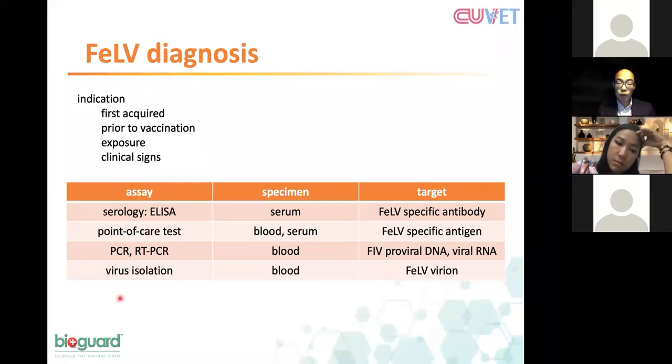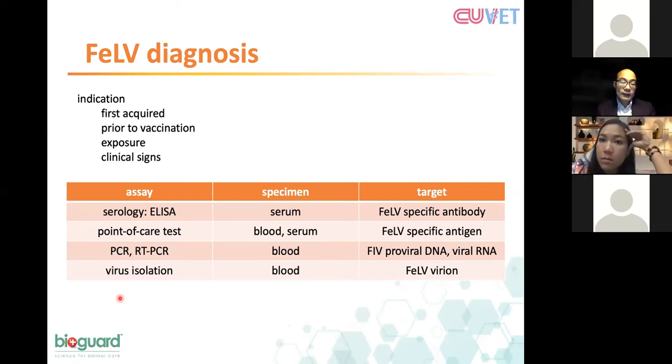Another indication is when you're concerned about the cat's exposure to FeLV. Let's say it's an indoor cat that gets loose, gets out, has a fight with neighbor cats and comes back with a bite wound or something like that. There's a chance of FeLV exposure. And of course, when the cat shows clinical signs of FeLV, such as anemia or immune suppression.